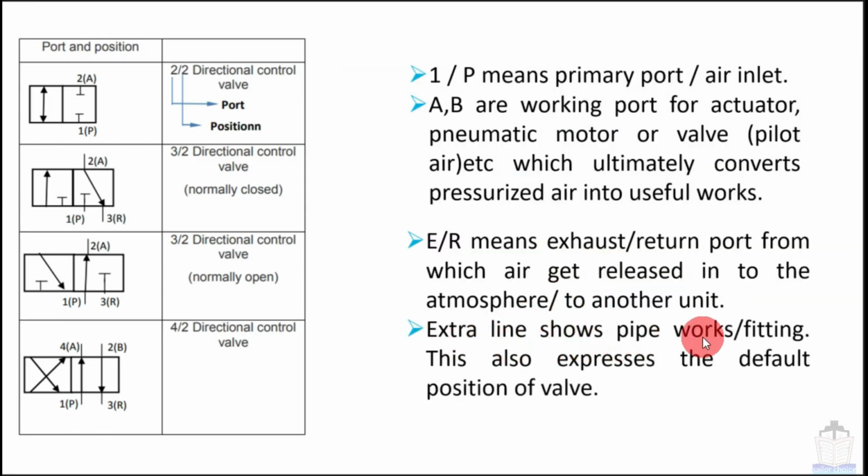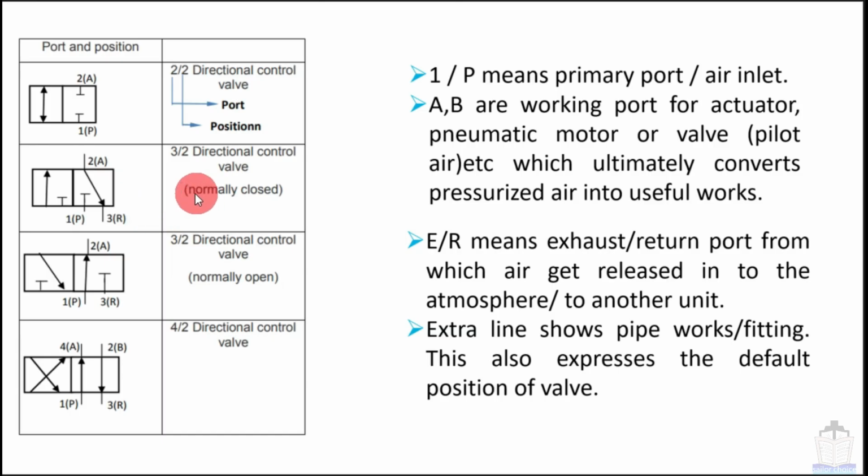Extra lines show pipework fittings. This also expresses the default position of the valve. For example, you can see over here that lines are present. These lines basically represent pipes and also show that this is the default condition of that valve. If I take this valve as an example, then in the default condition the pressurized air is staying over here. It is not allowed to pass through to the other port, and number 2 port is connected to number 3 port, and this number 3 port is either going to some other valve or it is being released into the atmosphere. So I hope this is clear.